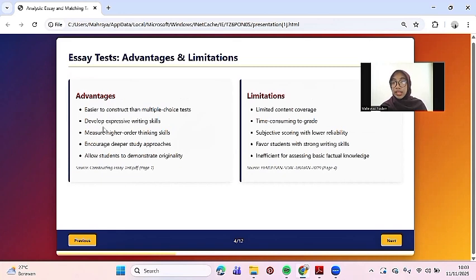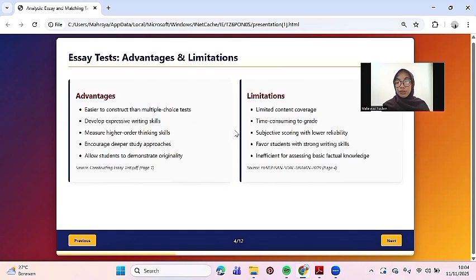Essay tests have advantages and limitations. The advantages are: easier to construct than multiple choice tests, develop expressive writing skills, measure higher order thinking skills, encourage deeper study approaches, and allow students to demonstrate originality. Meanwhile, the limitations are: limited content coverage, time consuming to grade, subjective scoring with lower reliability, favoring students with strong writing skills, and inefficiency for assessing basic factual knowledge.